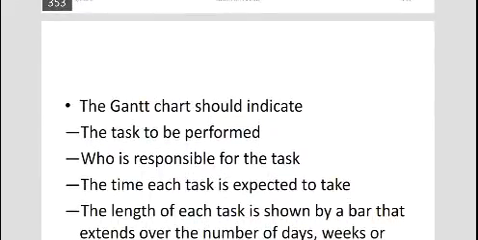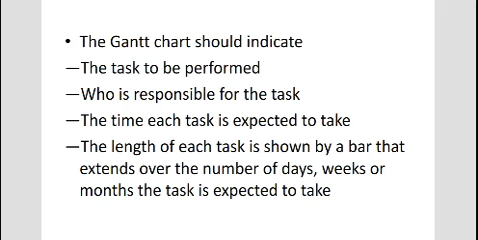So, the Gantt chart should indicate the task to be performed, who is responsible for the task, the time which the task is expected to take, the length of which is shown by a bar that extends over the number of days, weeks or months the task is expected to take.